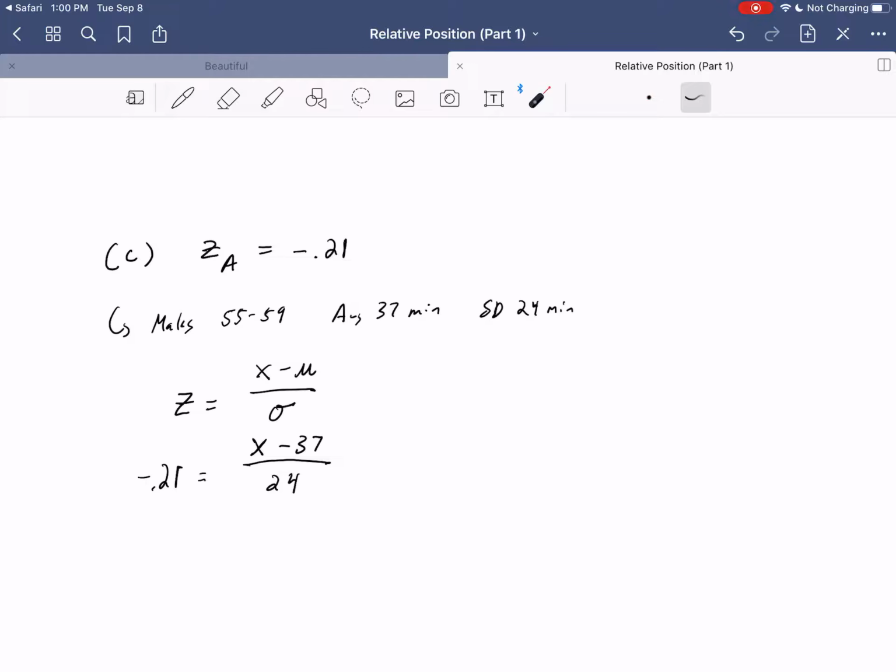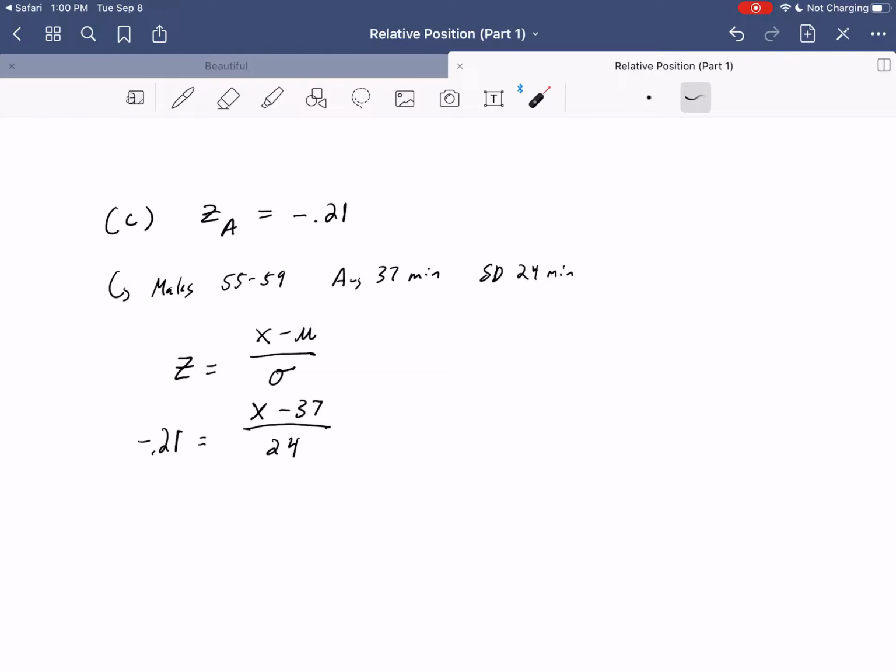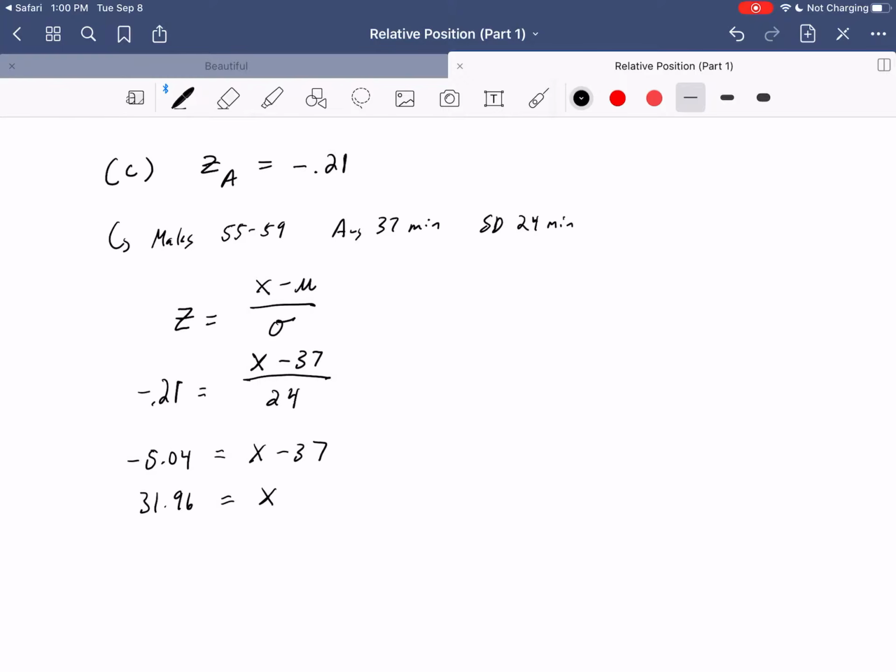So now we can solve this. We can multiply the 24 over, so negative 0.21 times 24, and we should get negative 5.04 equals x minus 37. We can add the 37 over to the other side and get 31.96 equals x. So when he is 55 to 59, we expect it will take him 31.96 minutes.